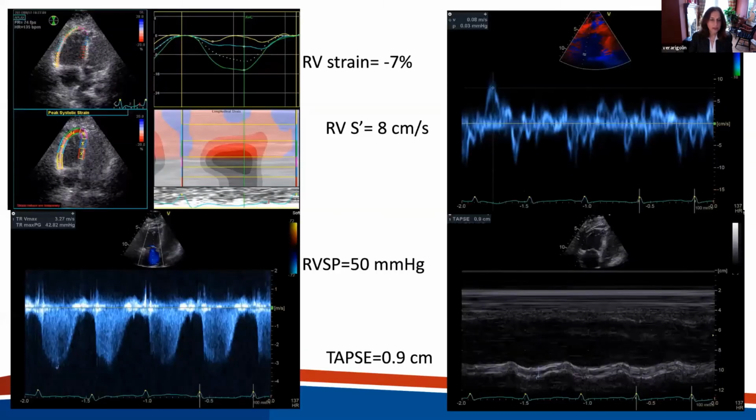If we look at some of the quantitative parameters that we talked about before, our RV free wall strain is -7%, which is significantly reduced. Remember that -20 value. The RV S prime is also reduced at 8. Remember the cutoff there is around 10. Our RV systolic pressure is elevated at 50, and our TAPSE is severely reduced at 0.9. So all measures of quantitative function of the right ventricle suggest severe dysfunction.